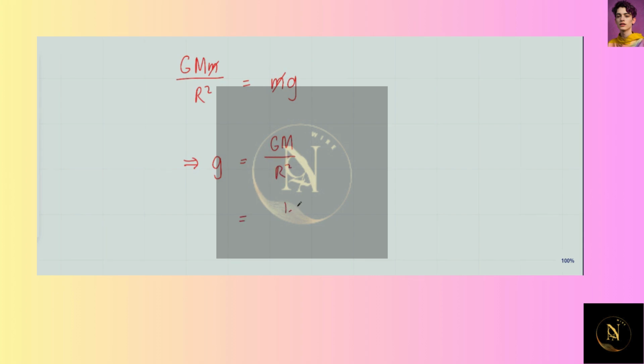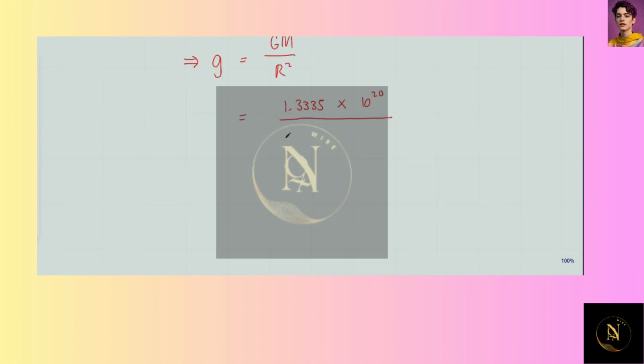And then we can substitute these values in. So this is 1.3335 times 10 to the 20 over r squared, which we already calculated in SI units, to be 695.5 times 10 to the 6, and that's squared. Hence we get the gravitational acceleration at the surface of the Sun to be 276 meters per square second.